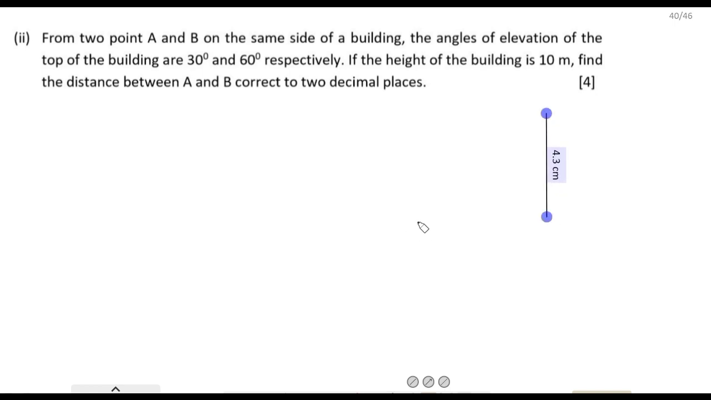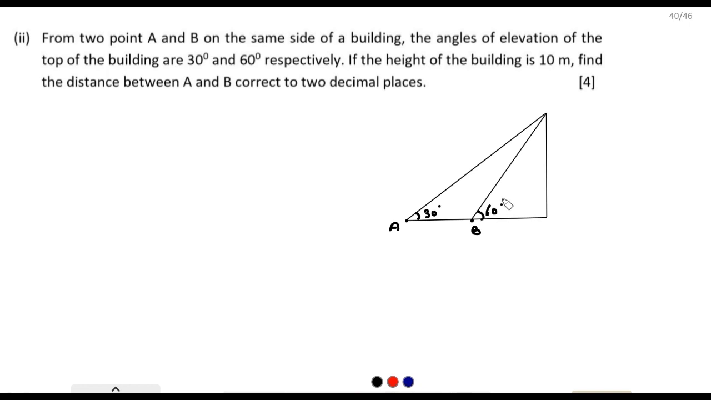According to the question, you will draw the figure. This is point A, this is point B. Angle of elevation from A is 30 degrees and from B is 60 degrees, and the height of the building is 10 meters. We have to find the distance between A and B. Suppose it is X, then we have to find the value of X. Suppose it is Y. And CD is the building. First of all, you will give a little explanation of the figure. In the figure, CD is the building.